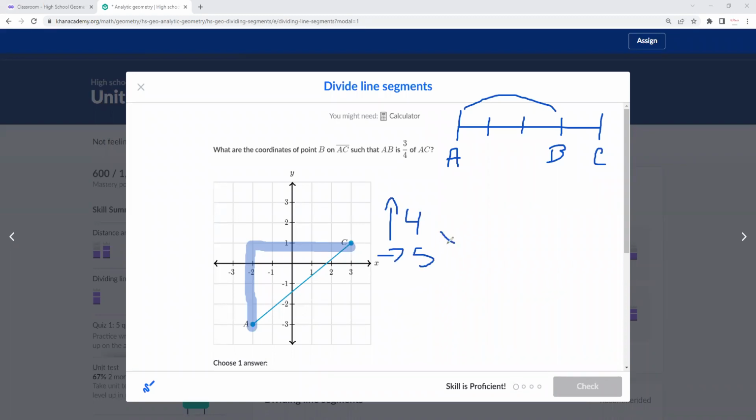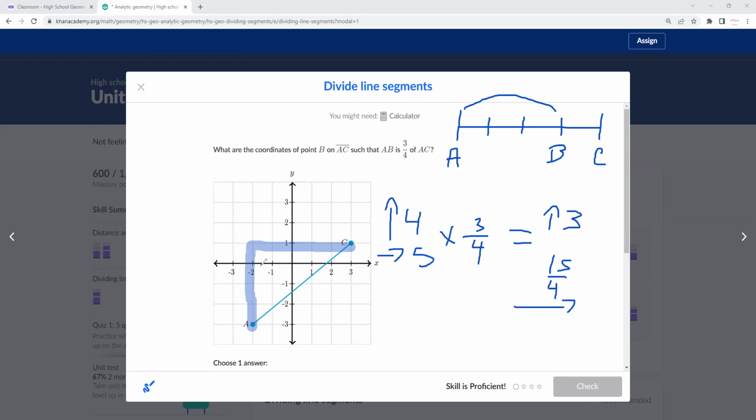If we multiply both of these by 3/4, you would get 12 over 4, which is 3. So that means we need to go 3 units up from A. That's why we're multiplying by 3/4. We're trying to see, what is 3/4 of 4 units? And 3/4 of 4 units is 3. Okay, what's 3/4 of 5 units? 15 over 4. So let's just leave it as a fraction. So then we need to go 15 over 4 units to the right from point A.